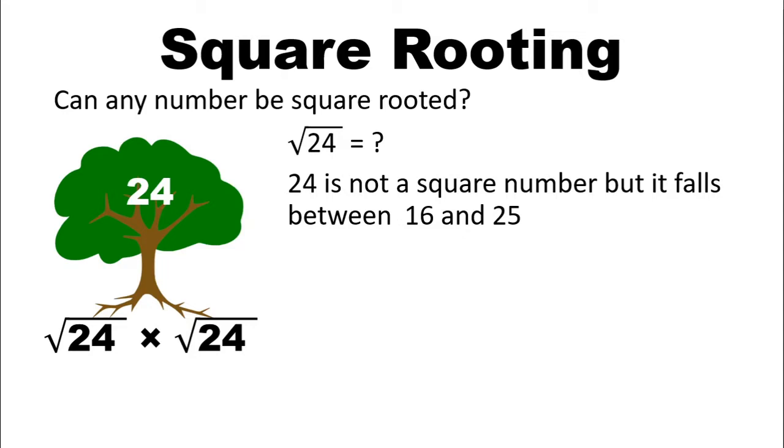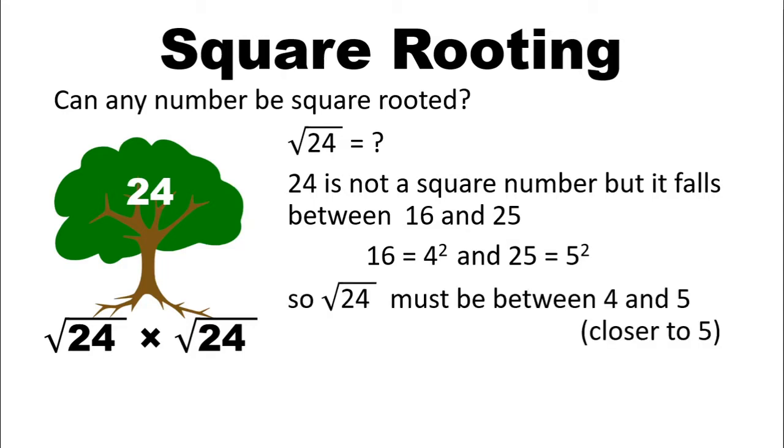24 falls somewhere between the numbers 16 and 25. And as we've just seen, 16 and 25 are both square numbers, and we can square root them. 16 is the same thing as 4 squared. 25 is the same thing as 5 squared. So the square root of 24 must be somewhere between 4 and 5. But I hope you would notice that it's definitely closer to 5, because 24 is just 1 less than 25, whereas it's 8 more than 16. So much closer to 5. Somewhere between 4 and 5, but closer to 5. How about 4.9? I would say that the square root of 24 is approximately positive or negative 4.9.